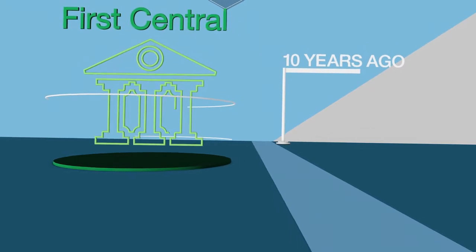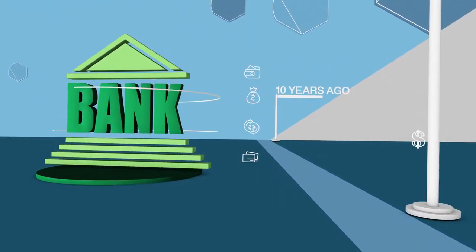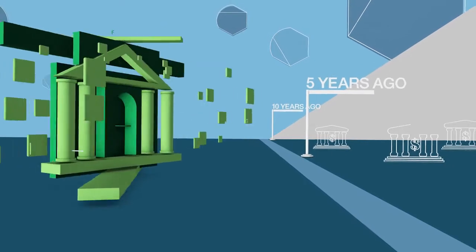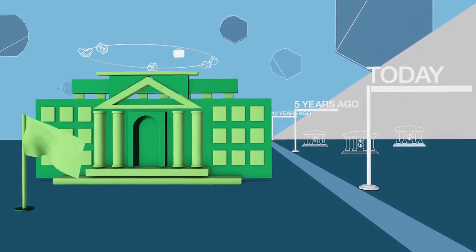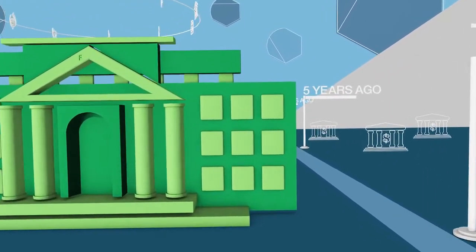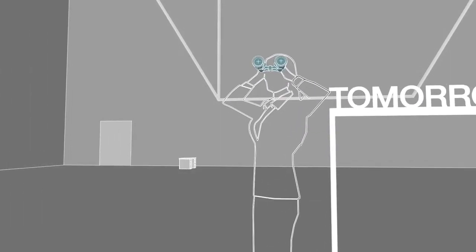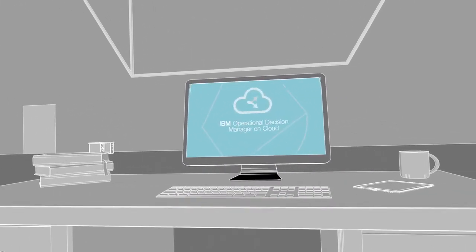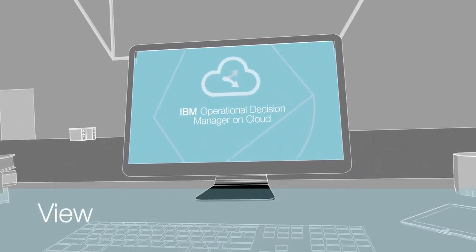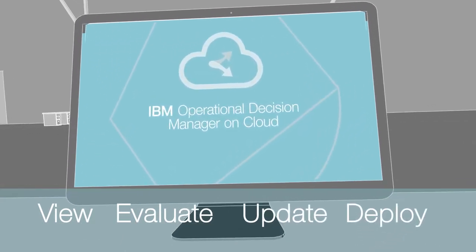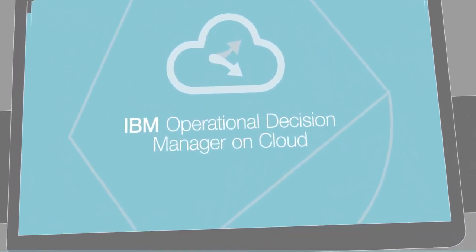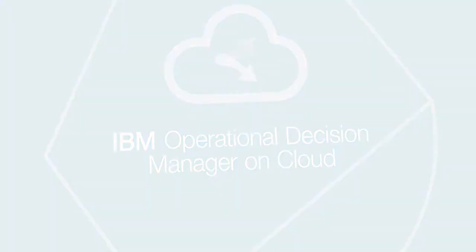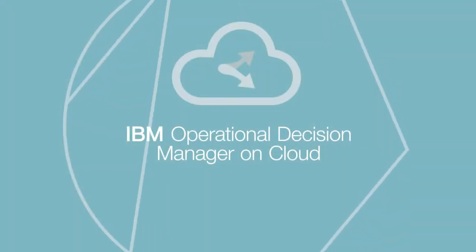Your business is ever-evolving. New products, new competition, and new regulations mean you have to continually adapt policies. But do you have the visibility to track and predict how those decisions will impact your business down the line? That's where IBM's Operational Decision Manager on Cloud comes in, allowing you to view, evaluate, update, and deploy business decisions from a simple web browser interface. Let's take a look at how you can rapidly adapt your business policies on the cloud to remain competitive.